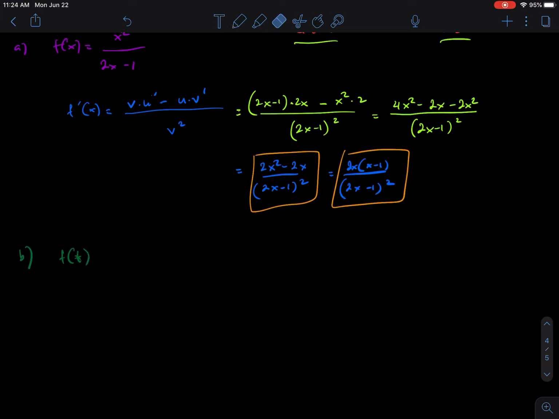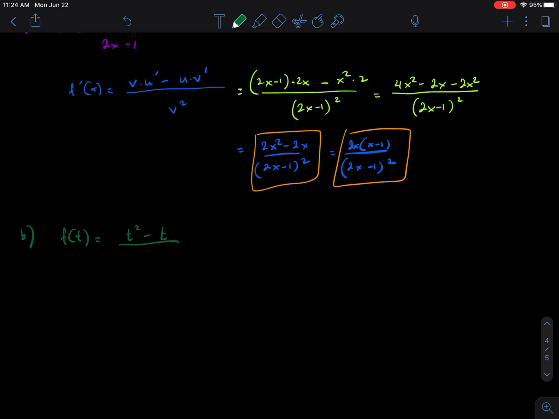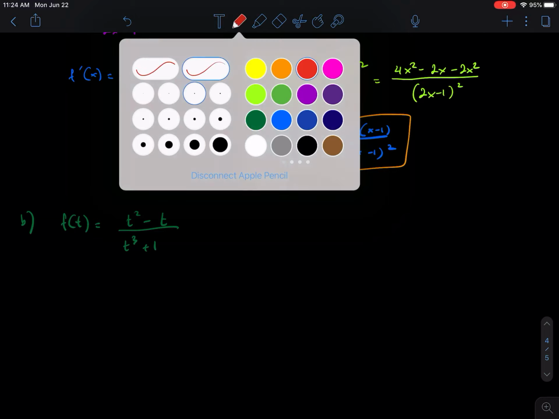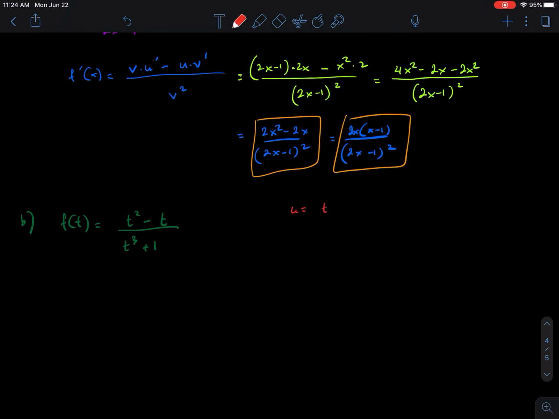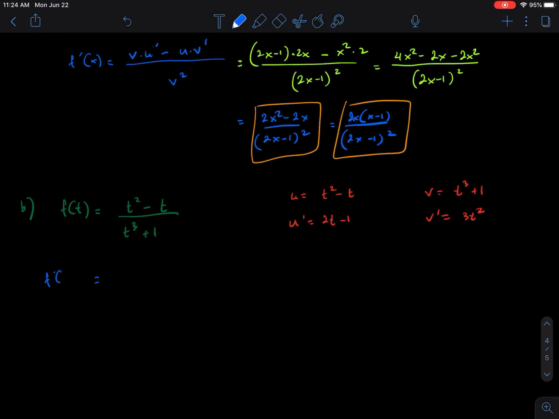F of t equals t squared minus t over t to the third plus 1. Okay. So again, my u is the top function, and then my v is the bottom function. Let's take the derivative of those. 2t minus 1, 3t squared. So now, let's plug that into the quotient formula.